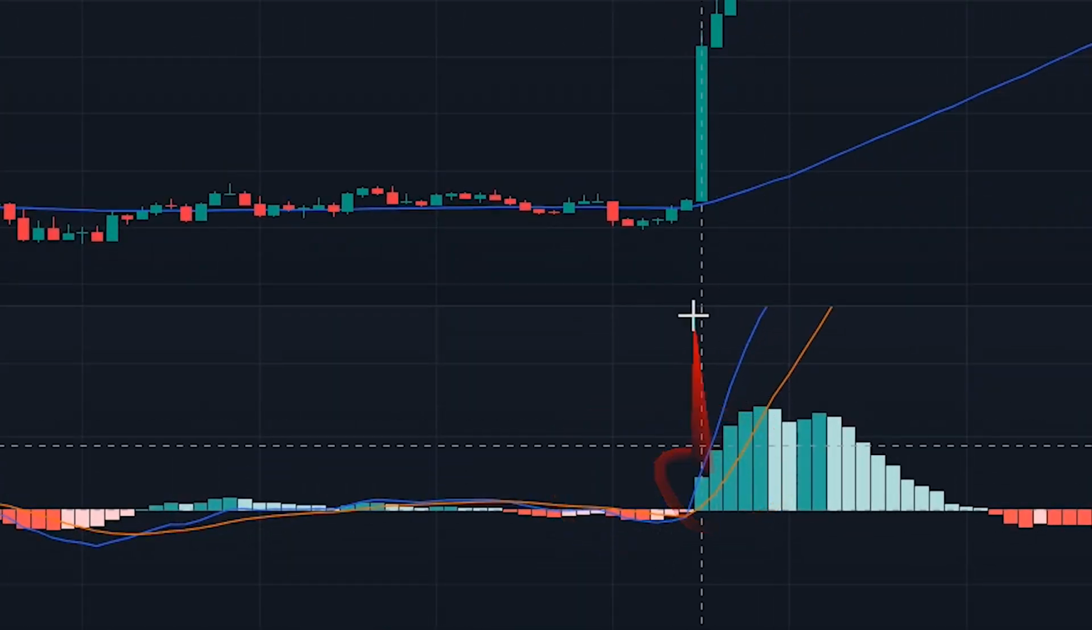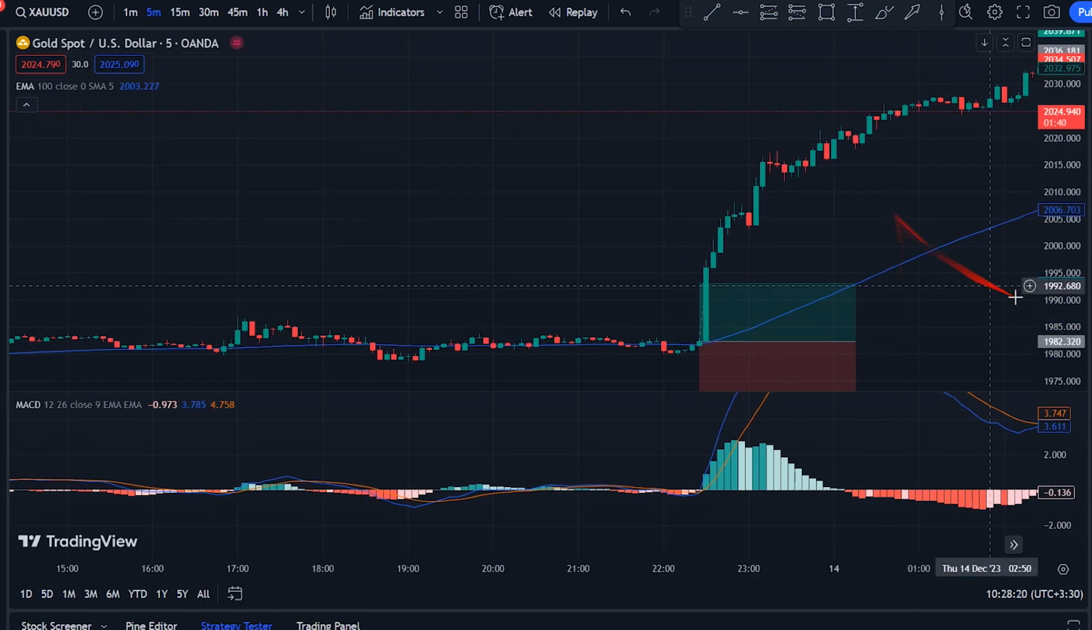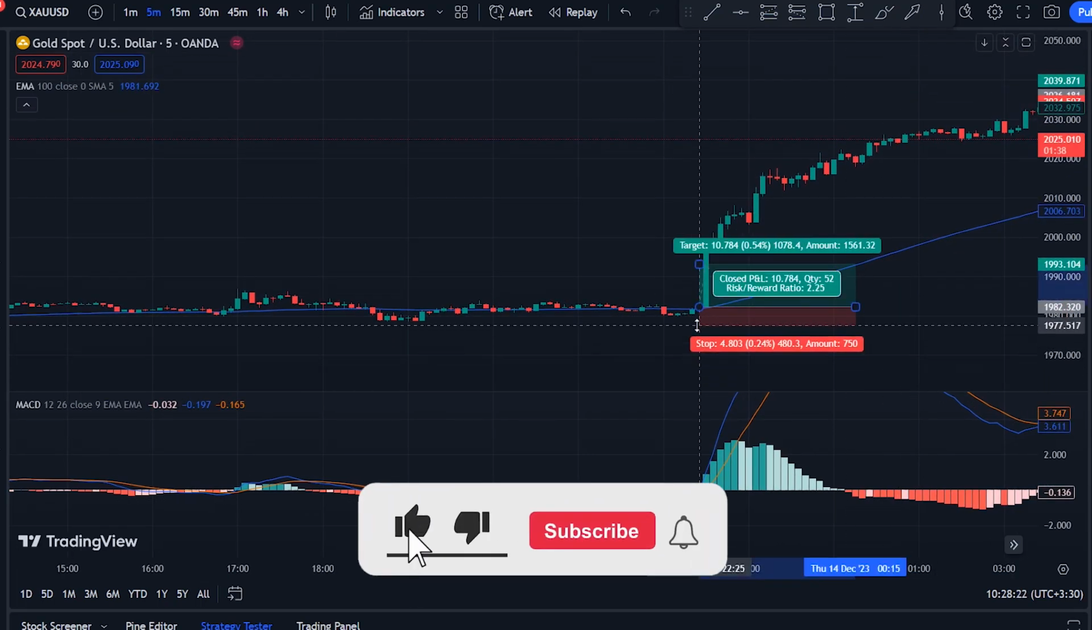Now, it's enough to give you another example so that you can learn this strategy. For sell orders, we do the opposite of what we did for buy orders.